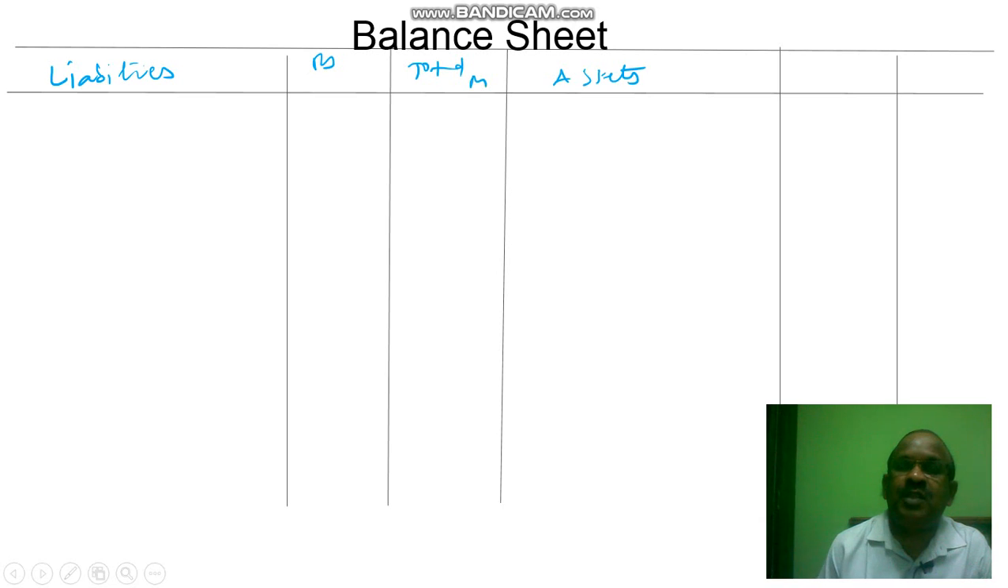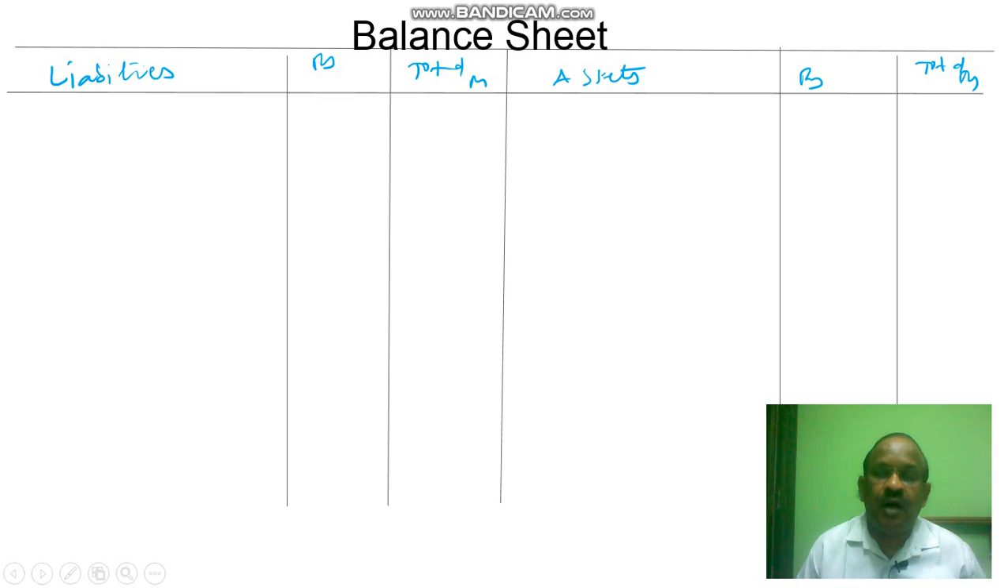Now we are going to prepare the balance sheet in this problem. Rupees, total rupees. Assets, it is rupees, total rupees. First of all, we will write the asset side.